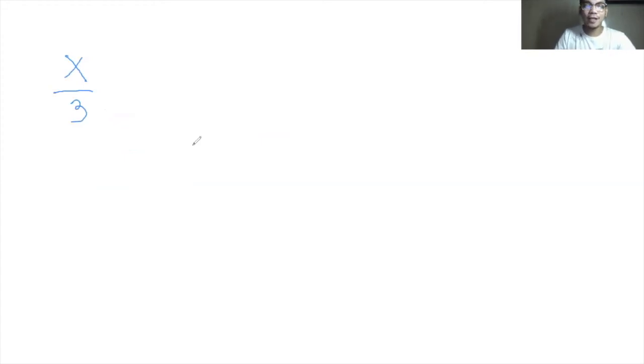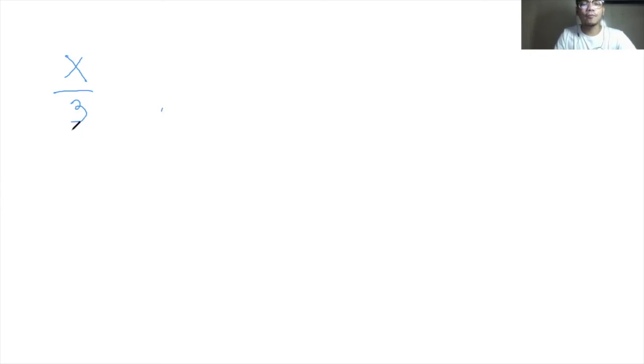So for the next example, we have x over 3. So what will make this expression undefined? Remember, it will be undefined if the denominator is equal to 0. If you notice, the denominator is an integer, it's positive 3. So there's no way that this will become 0.